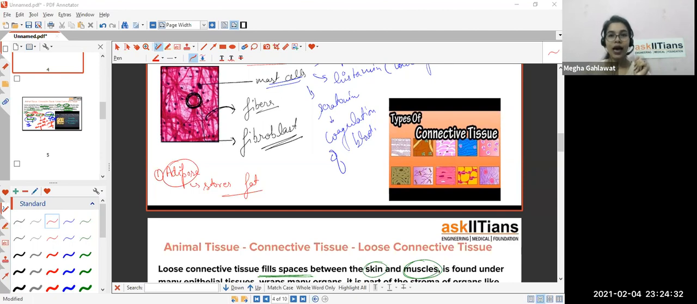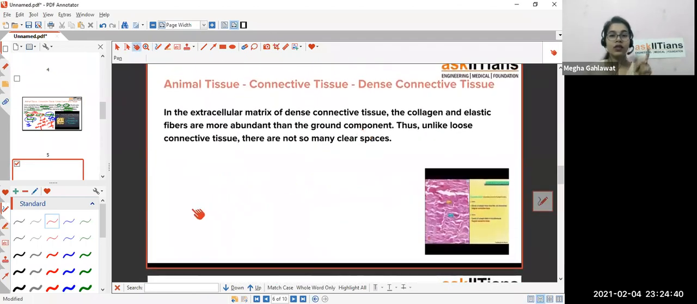Okay, and next we have the dense connective tissue. Moving on to the dense connective tissue. Now see, dense connective tissue is the connective tissue which will have a lot of collagen, which will have a lot of elastic fibers, and they make the ground component. Ground component means that they are acting as the base and they are holding everything together, and they are the solid structure which are holding the organs onto their places. Getting my point there, right?